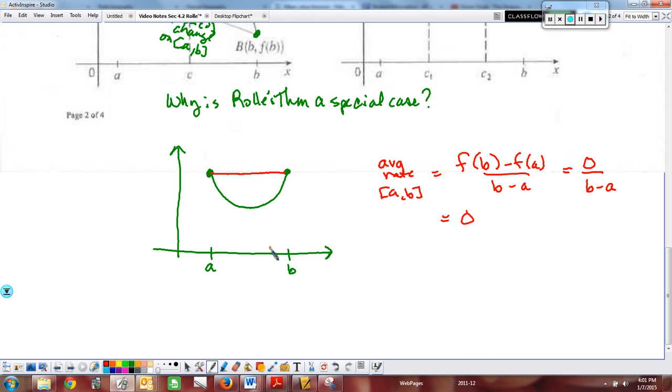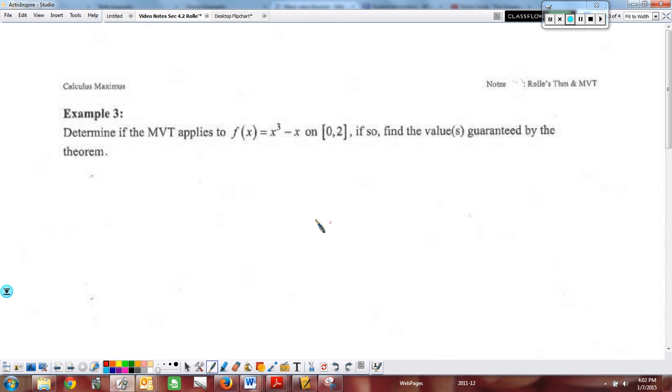So Rolle's theorem basically says there exists a c in the interval where f prime of c equals 0. If you think about it, that's saying the slope of the tangent line is the average rate, which happens to be 0. That's why Rolle's theorem is a special case. So usually on the AP, even if it is Rolle's theorem, you can get away with saying either I'm invoking Rolle's theorem, or I'm going to invoke MVT, because Rolle's theorem is a special case of MVT, the mean value theorem. Right? So let's look at example 3.